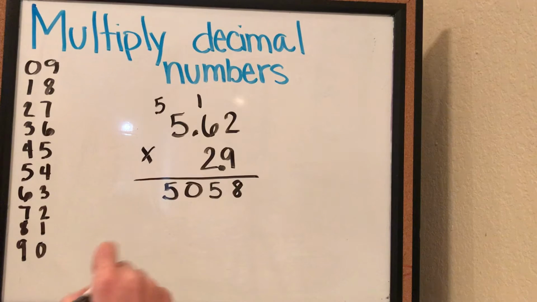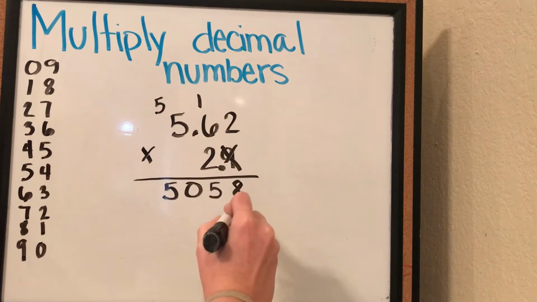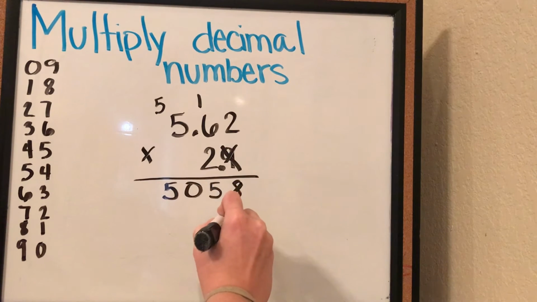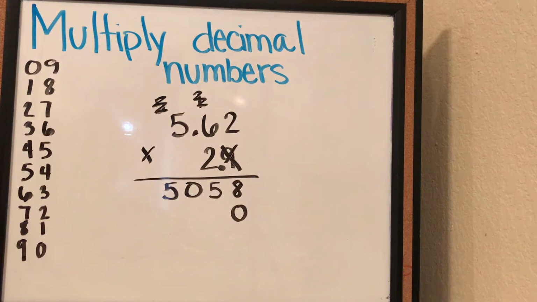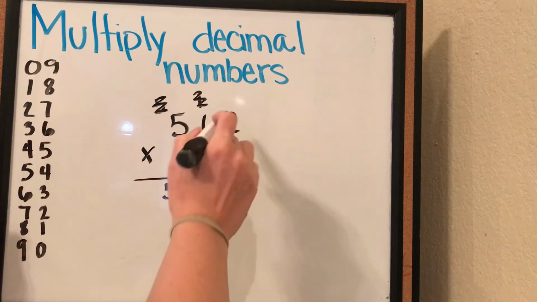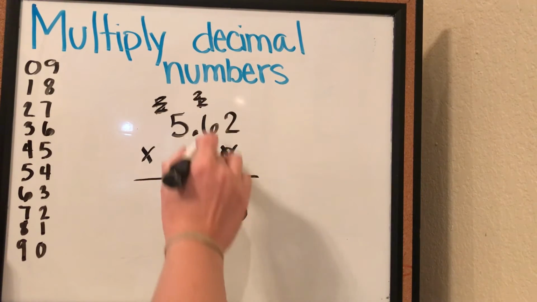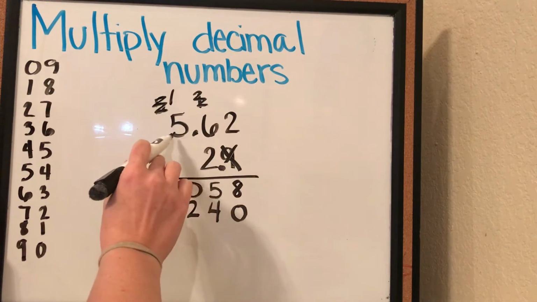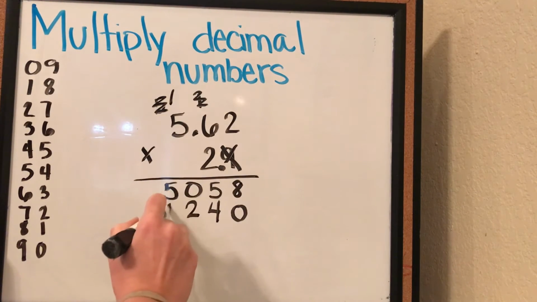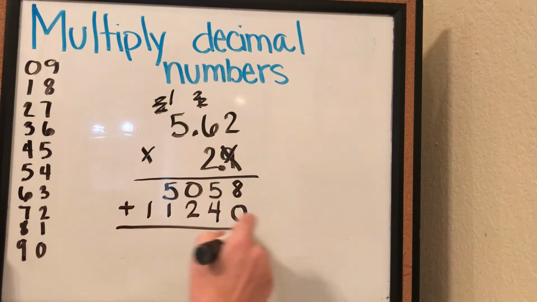Now, just like we did last time, I'm done with this place value. Now it's like I'm multiplying by 20. I'm going to add that 0, and I'm going to get rid of this so it doesn't confuse me. Now I'm going to multiply like normal, just going from tens place to my ones place. 2 times 2 is 4. 2 times 6 is 12. Carry my 1. 2 times 5 is 10. Plus 1 is 11.